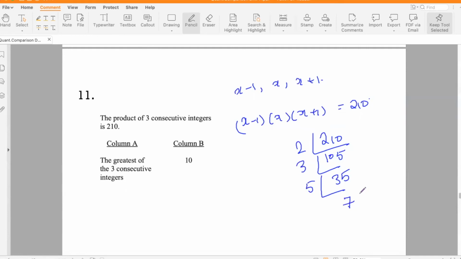So what are the consecutive numbers that I'm getting? 5 into, yeah, so I'm getting 5, 6, and 7, right? So the greatest of the three consecutive integers would be 7, and column B is 10. So clearly the quantity in column B is greater.